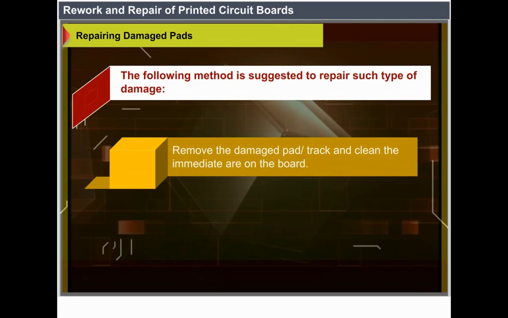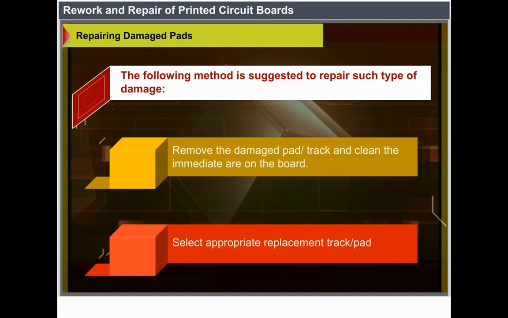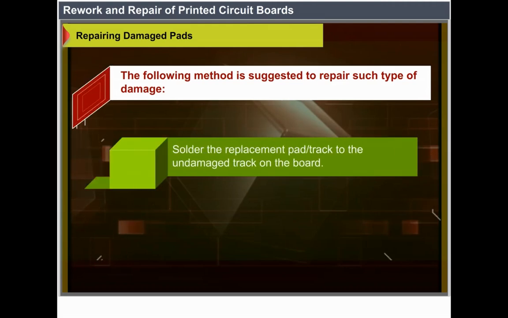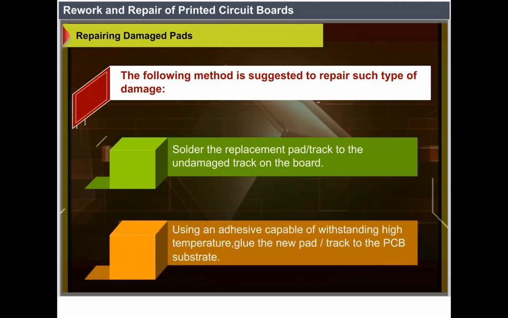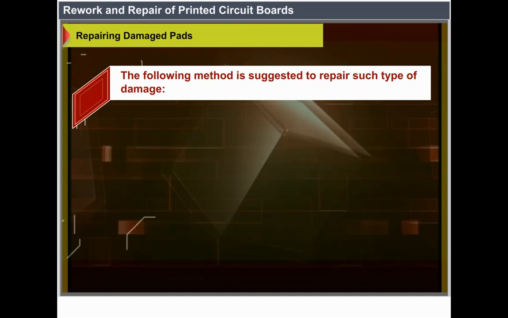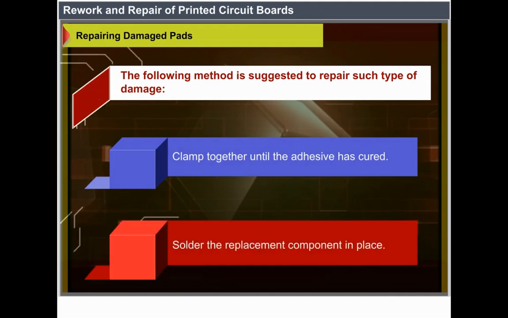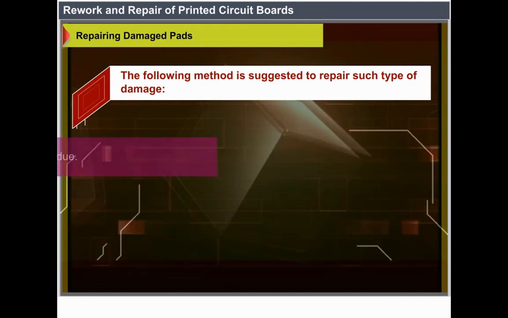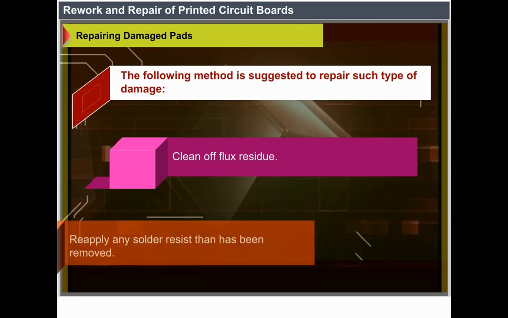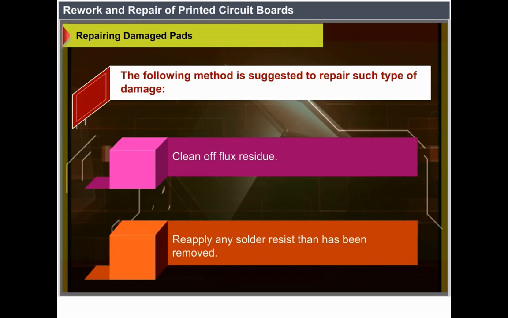Remove the damaged pad or track and clean the immediate area on the board. Select the appropriate replacement track or pad. Solder the replacement pad or track to the undamaged track on the board. Use an adhesive capable of withstanding high temperature and glue the new pad or track to the PCB substrate. Clamp together until the adhesive has cured. Solder the replacement component in place. Clean off flux residue. Reapply any solder resist that has been removed.